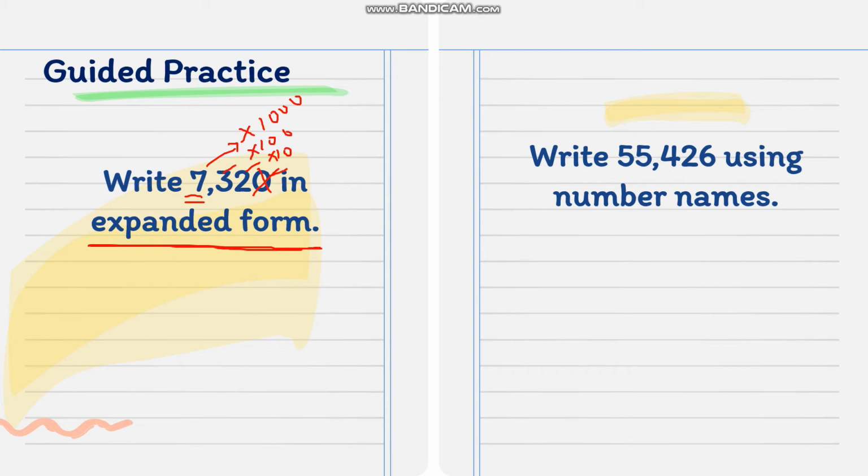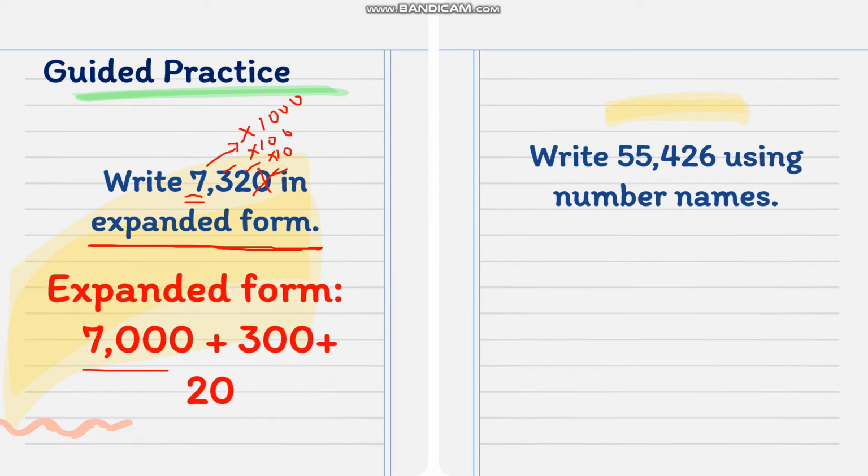Okay? Now, what is 7 multiplied by 1,000? That is equivalent to 7,000. And what is 3 multiplied by 100? That is equivalent to 300. And what is 2 multiplied by 10? That is equivalent to 20. That's why the expanded form of 7,320 is 7,000 plus 300 plus 20. If you're going to add all of this, you will get 7,320 as the final answer.